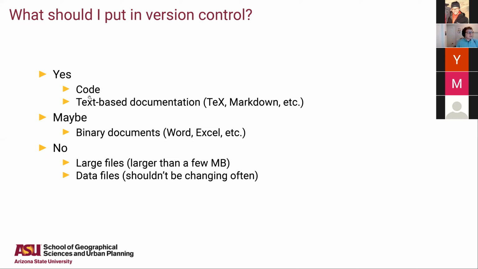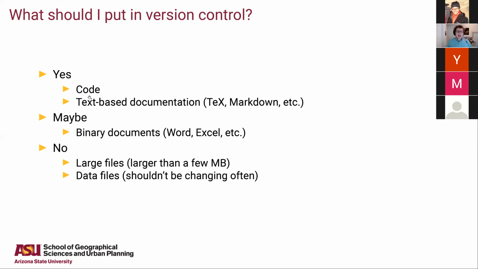I say maybe because a lot of the tools in Git for looking at how a file has changed between different versions aren't going to work with those binary documents. So you can still store different versions of them, but you won't be able to say what lines of the file changed in different versions. And then you shouldn't keep your large files that are larger than a few megabytes in Git, because those will start to really slow things down because it's actually keeping track of the content of all those files.